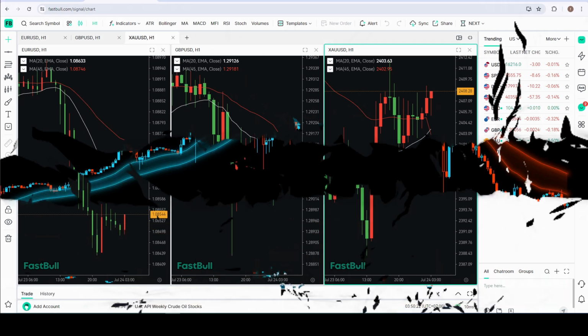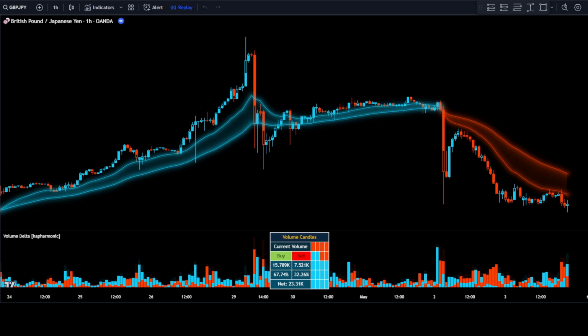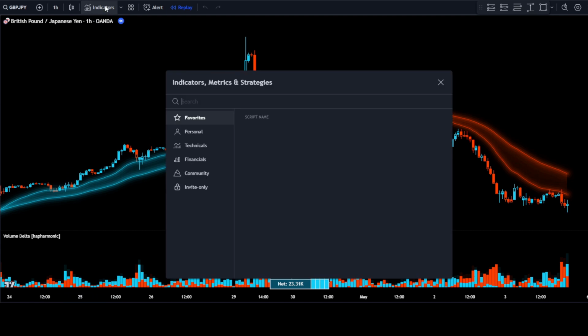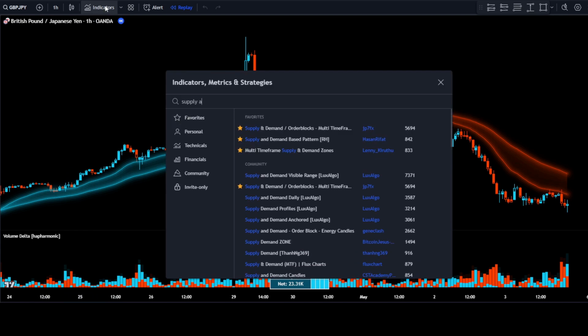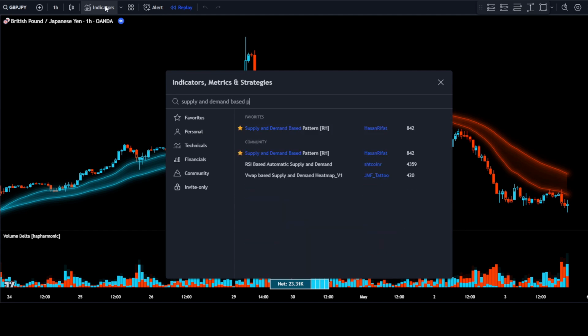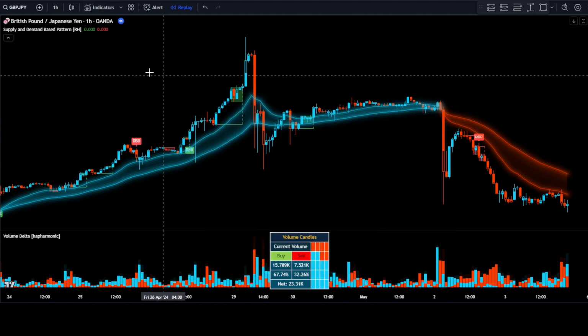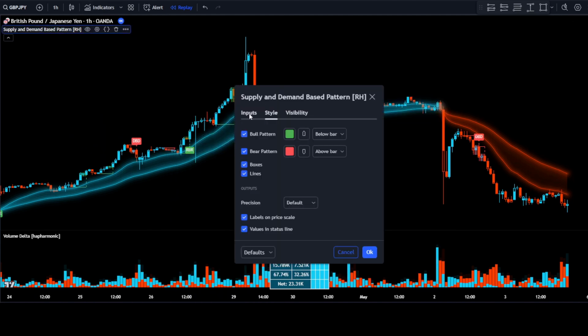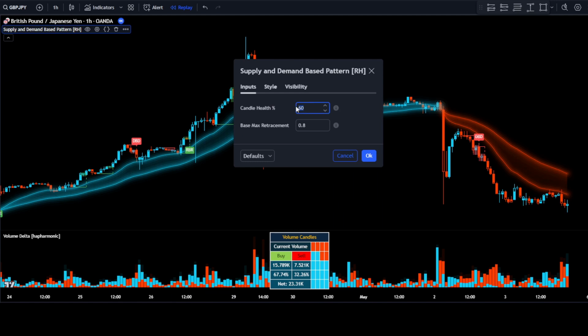Let's continue. Now, let's add the second indicator, which will be used to guide order placement in the market. Go to the Indicator Search tab and type Supply and Demand Based Pattern. Select the Supply and Demand Based Pattern by HasanRifat. Next, configure the Supply and Demand Based Pattern indicator. In the Input tab, change the candle health percent to 24. Then, change the base max retracement to 1. Once done, click OK to confirm the changes.